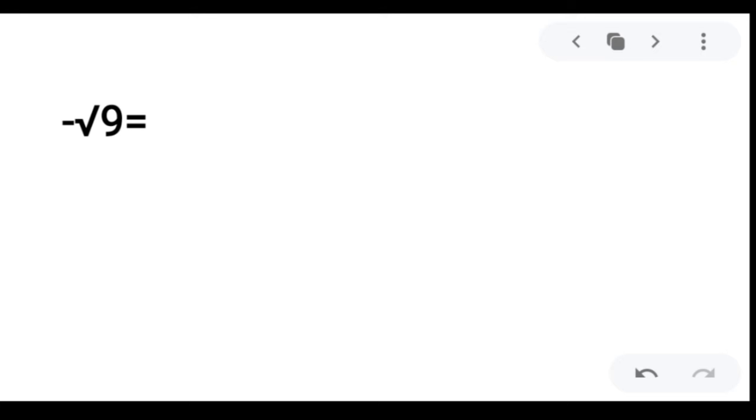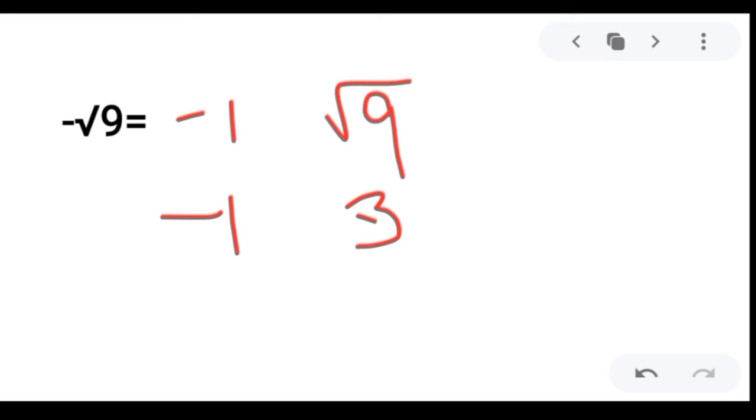Other given naman guys, nakalabas naman yung negative niya. Para makuha natin to guys, huwag natin ihiwalay yung negative. Tandaan na natin na meron siyang tinatawag na imaginary number na 1. So, pwede natin i-simplify yung square root of 9. Square root of 9 equals to 3. 3 times negative 1 is negative 3.